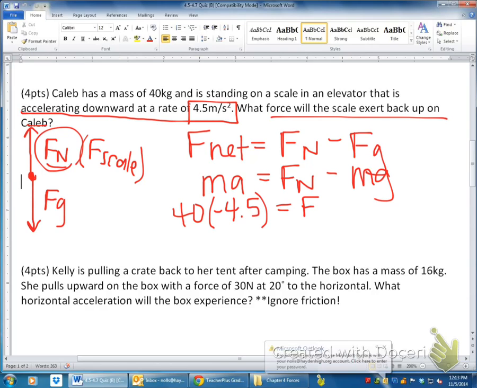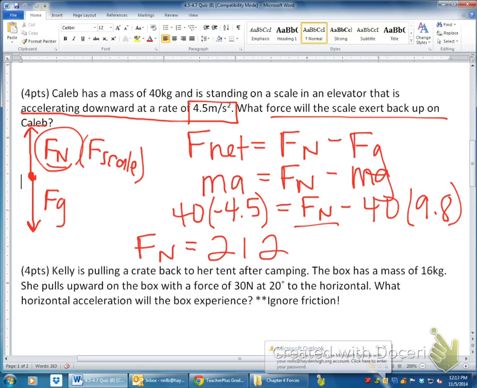We're solving for the normal force. We want to take mass times 9.8, which is force of gravity. And we solve for F sub n. That's it. All right, so what did you get for the normal force? Okay, Claire says 212. Great. What should our units be? Newtons. Very good.